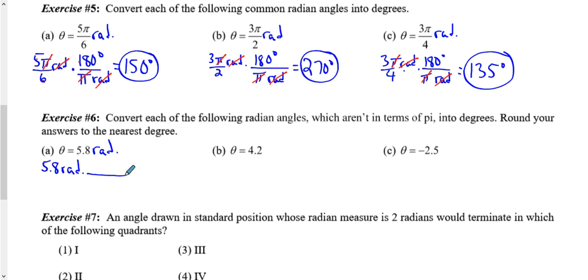We would divide by 180 over pi radians. Which means the radians cancel, and you're going to have your pi. So now it's just going to be 180 times 5.8 divided by pi. You should have a pi button, right? Don't use your 3.14 going forward, use the pi button.